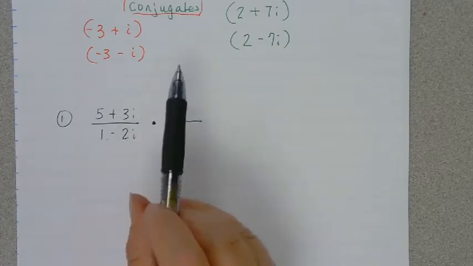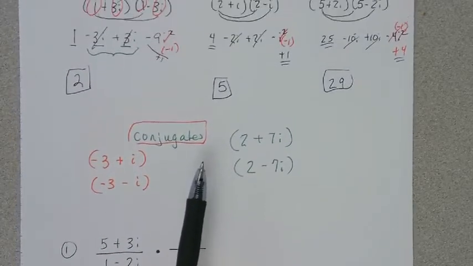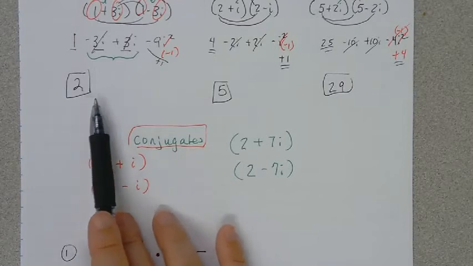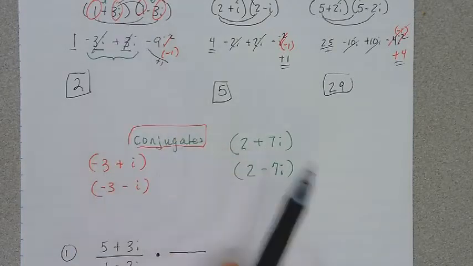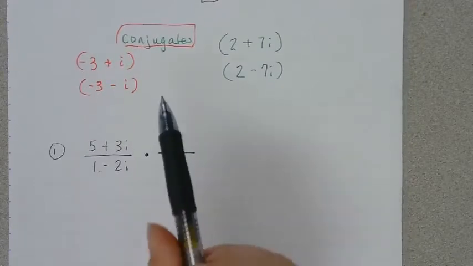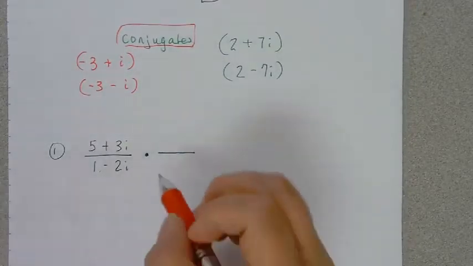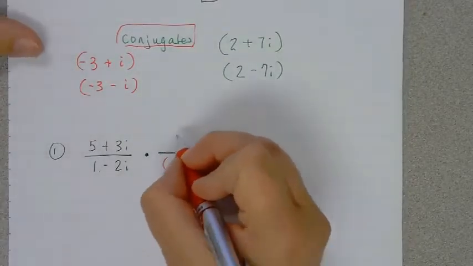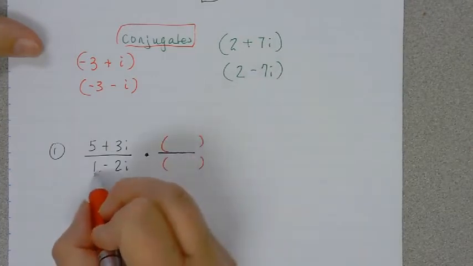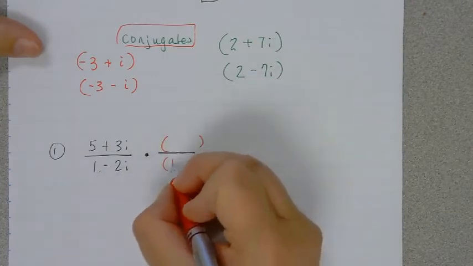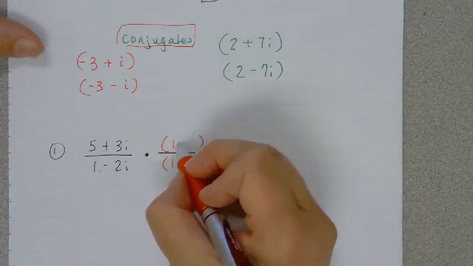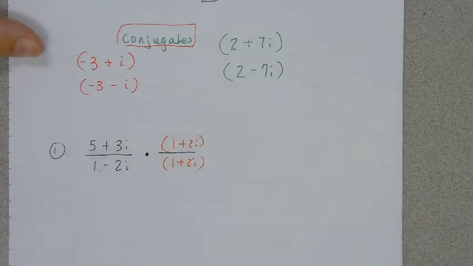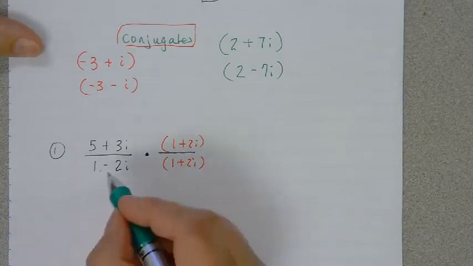Well, we just found out up here at the top, if I wanted to get rid of i in a problem, I could do that by multiplying two conjugates together. So down here, I want to multiply by the conjugate of what's on the bottom. So since this is 1 subtract 2i, I want to write 1 plus 2i. And since this has to be 1, I have to put the same thing on the top. So now I'm ready to multiply.